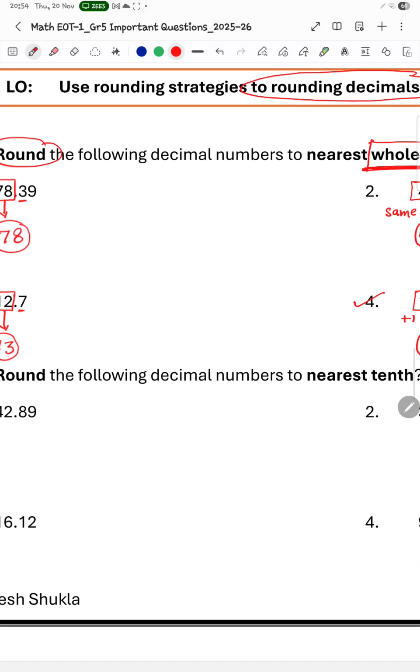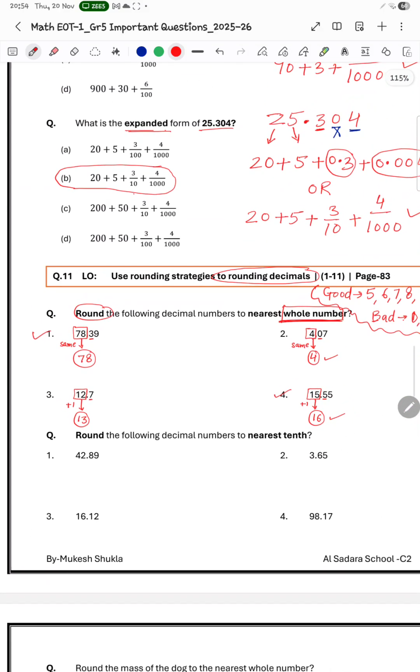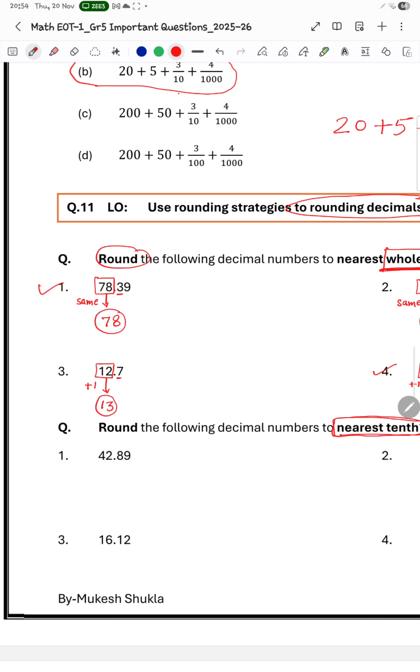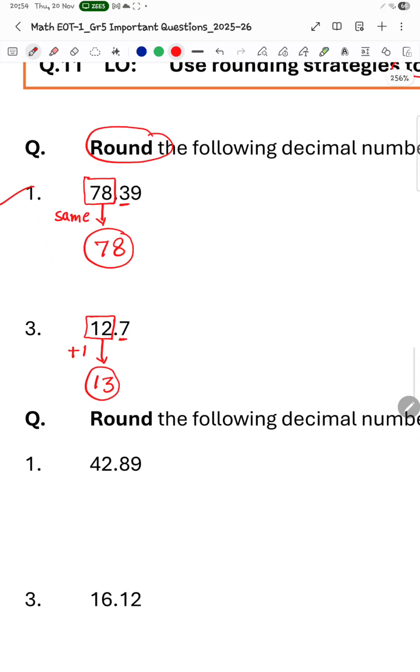Okay. Now this we have done, rounding to whole number. Now they can ask you to round to the nearest 10th. Remember, nearest 10th. So if they say round to the nearest 10th, then you will put the 10th place in the box. Okay. So let us take this question.